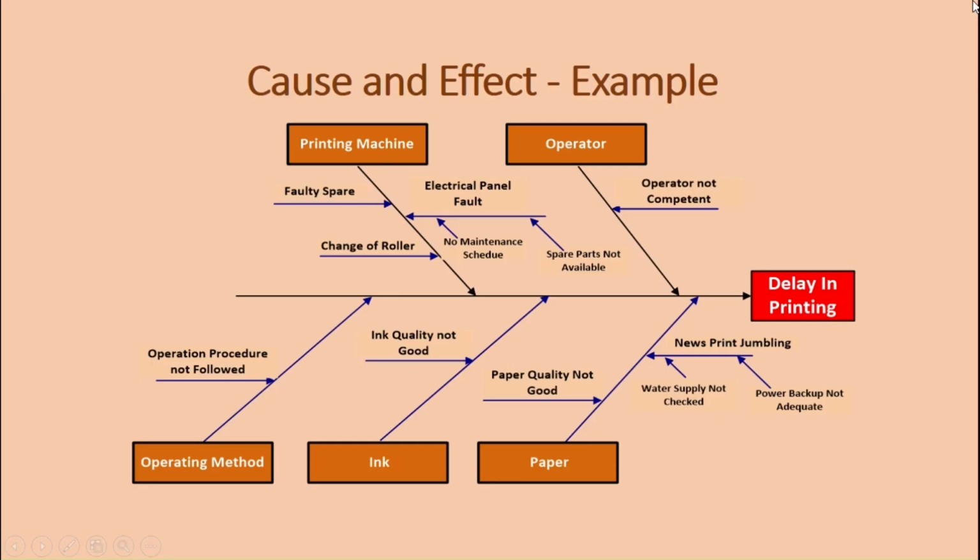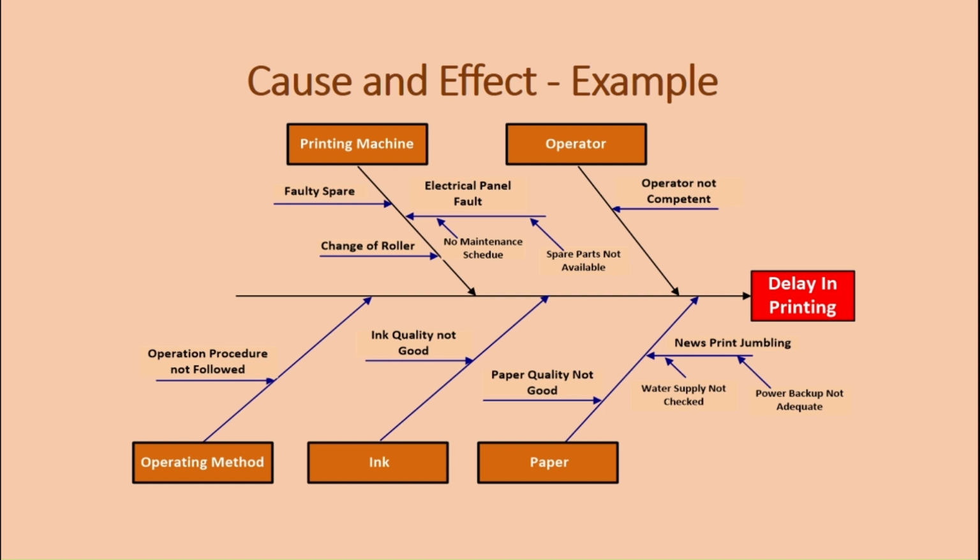This problem is from a printing press where they have identified that for the last 3-4 months there is a delay in printing newspapers. So they conducted a brainstorming session with a group of people from their division, and they could identify 5 major categories from where the problem was coming.